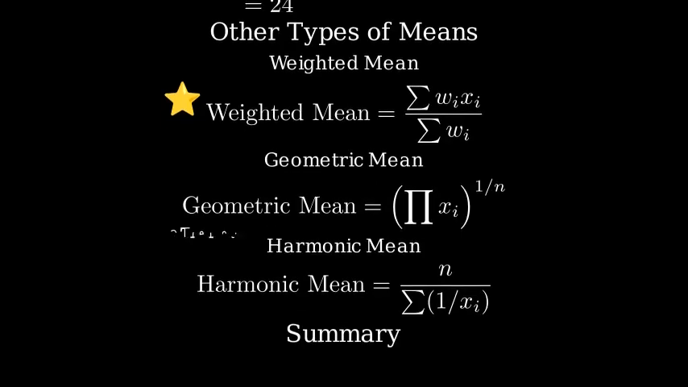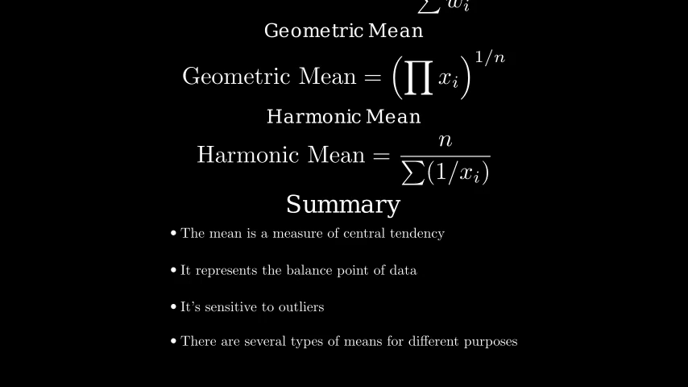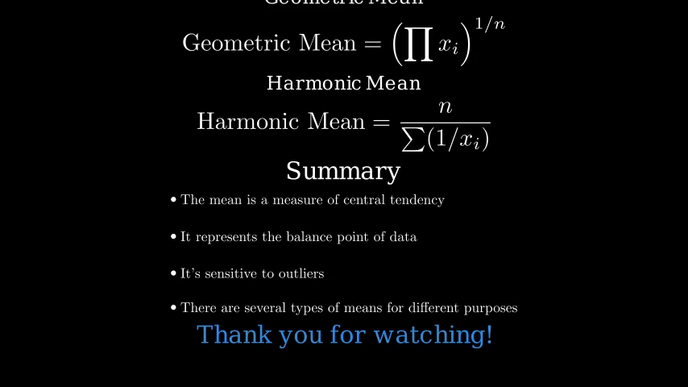To summarize, the mean is a fundamental measure of central tendency in statistics. It represents the balance point of our data, but is sensitive to extreme values or outliers. Understanding the mean is crucial for data analysis and interpretation in statistics.